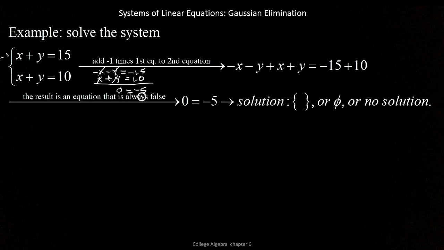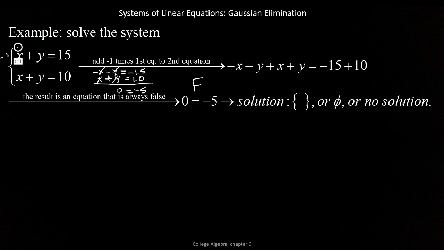Negative 5. Now that result tells us that this system doesn't have a solution. That means regardless of what you substitute for x and y, you end up with something that doesn't make sense. This is false. 0 is not equal to negative 5, right? So if you combine these two equations, you get something false. That means they cannot be true at the same time.